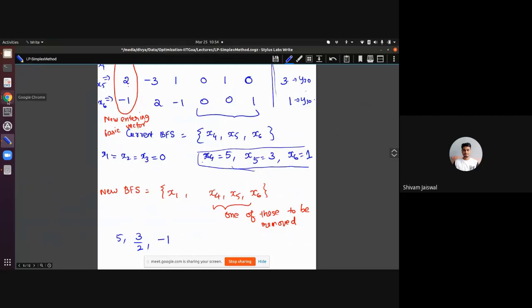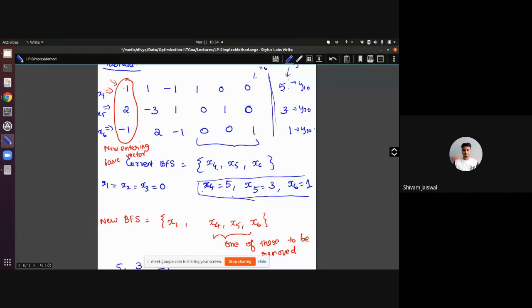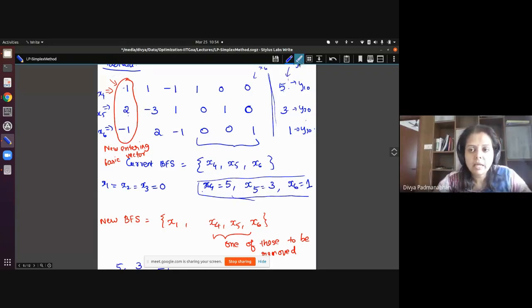Repeat it once. The ratios. And why are you saying that the first row and first element will be the coefficient of x4? Oh, no. Okay. So I don't mean that this is a coefficient of x4.